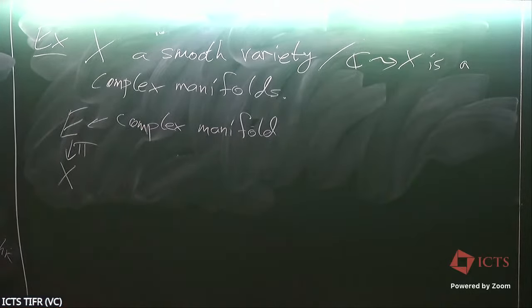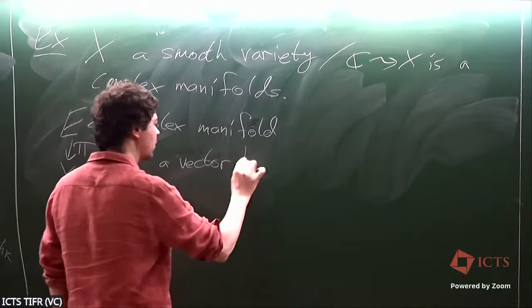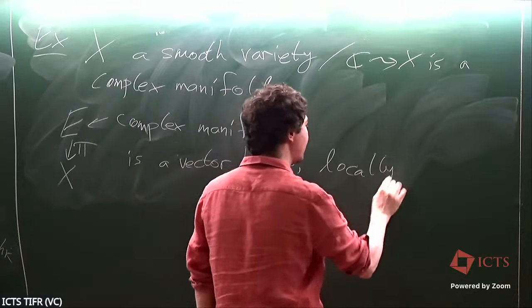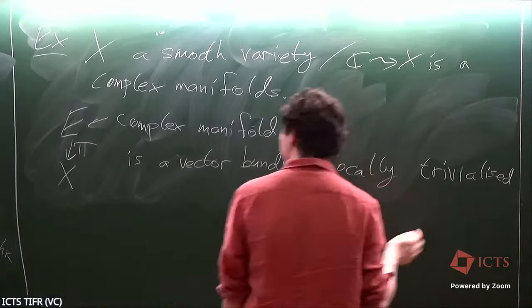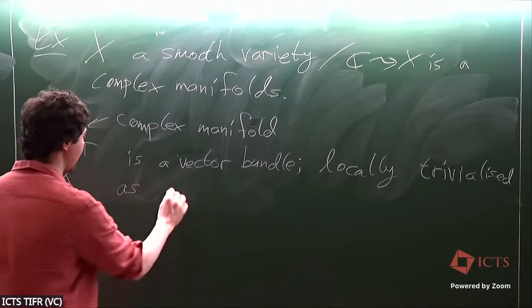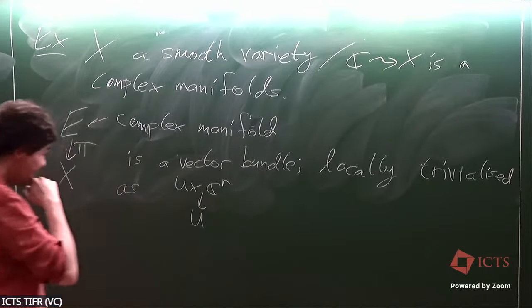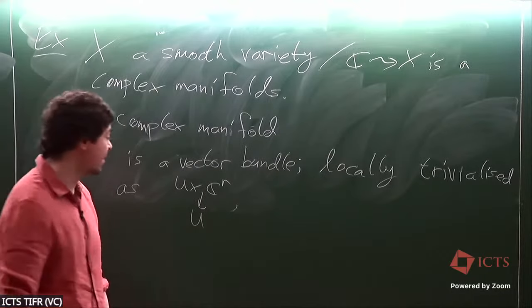We have a holomorphic map down to the base. So this is a vector bundle. We just require that locally it's trivialized, as, of course, we just require the fibers to be C^r instead of R^r. So U times C^r over U. Here r is the rank, and we again require that the transition functions are holomorphic.